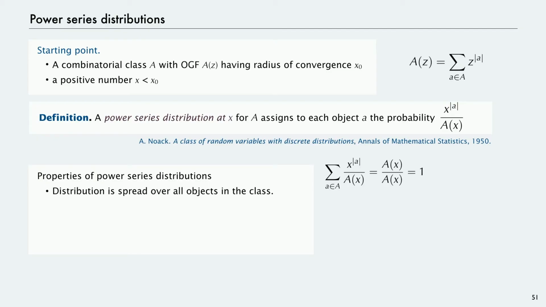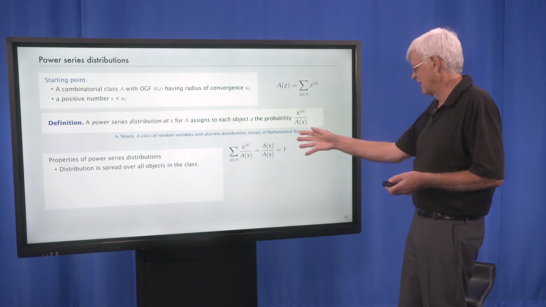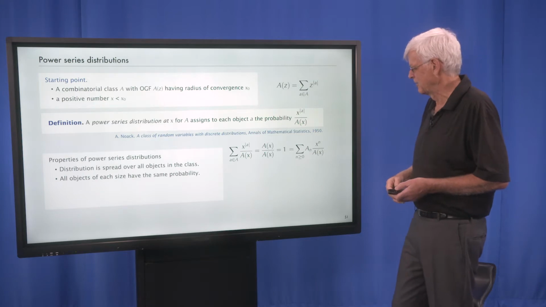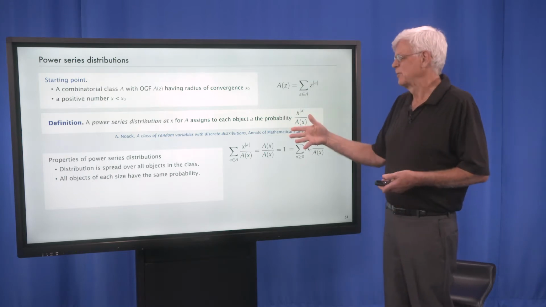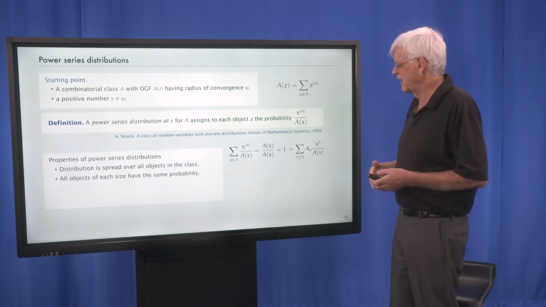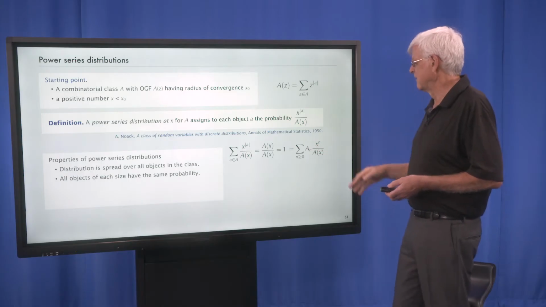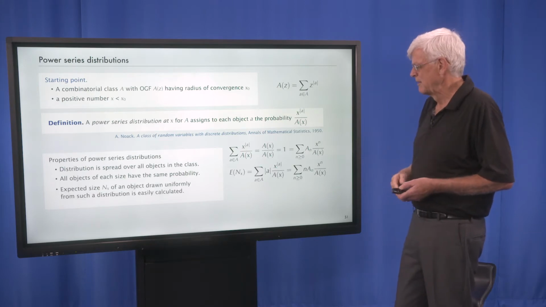Very simple definition. And it's got some useful properties. First of all, the distribution is spread over all the objects in the class, not just of a particular size. So if we sum over all the objects in the class, then we get 1. As with many other examples of using OGFs in analysis of algorithms, if we just collect according to objects of a particular size, all objects of each size have the same probability, x to the size.